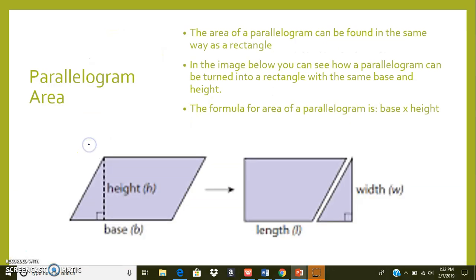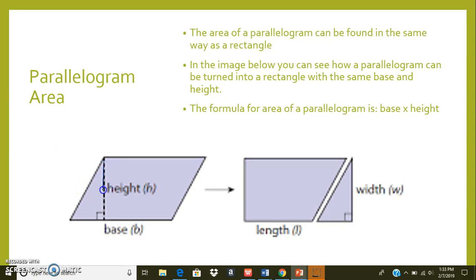So we're going to figure out how to do the area of a parallelogram. Sometimes this can be a little bit trickier since it's not as straight-sided as a rectangle would be, but it is a similar way to find it. So the area of a parallelogram can be found in the same way as a rectangle. In the image below, you can see how a parallelogram can be turned into a rectangle as long as it has the same base and height. So the formula for the area of a parallelogram is base times height.